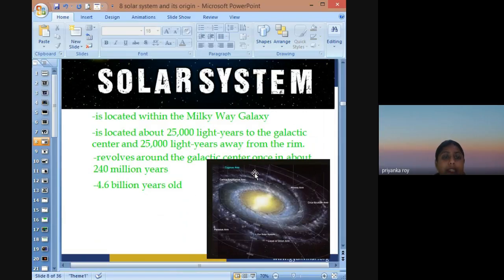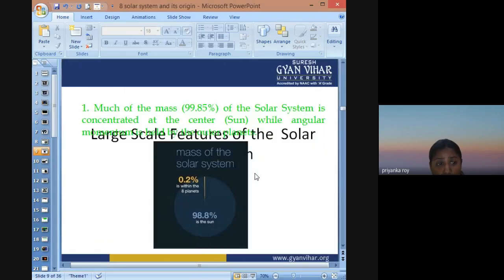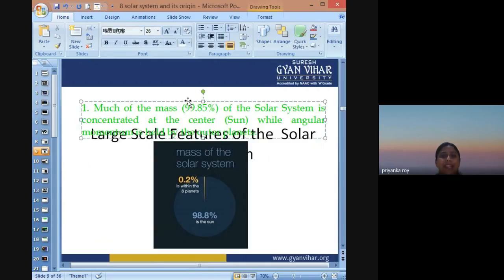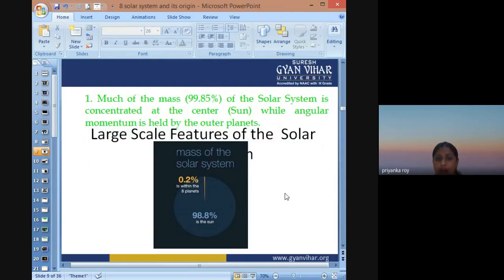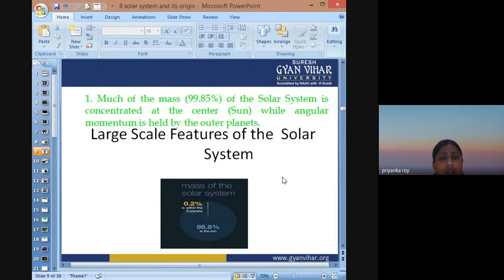So that is 4.6 billion years old. It is almost 4.6 billion, or 4.5 billion years old. Okay, it's a general estimation of the age of the Earth. All right. So much of the mass, that is 99.85% of the solar system, is centered at the center, while the angular momentum is held by the outer planets.